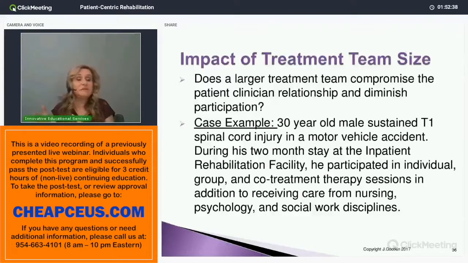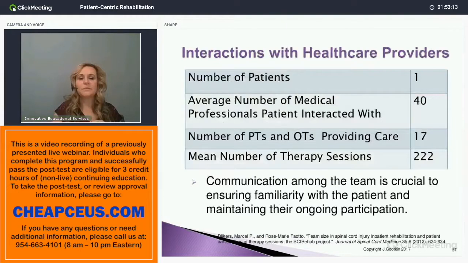If you're on a PT/PTA team in a rehab center or a skilled facility or an OT COTA team, what if you're in a large facility? Here's a little vignette. Imagine a patient who's in a large medical center. A patient who's a 30-year-old male, sustained a T1 spinal cord injury, 2-month stay in the facility. He's participating in hours of therapy a day, individual, group, co-treatments. Every discipline is involved in his care. Think about how many clinicians that individual is encountering.